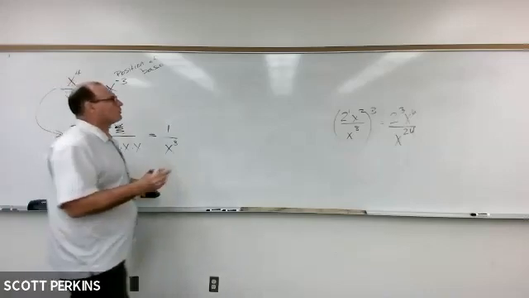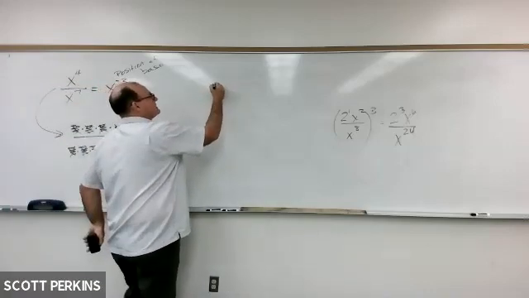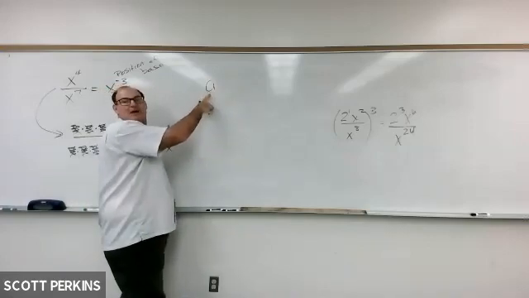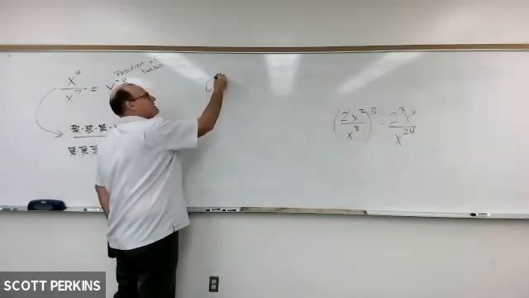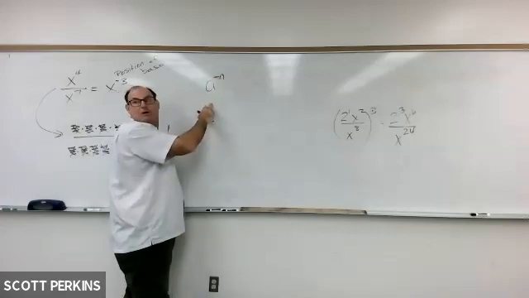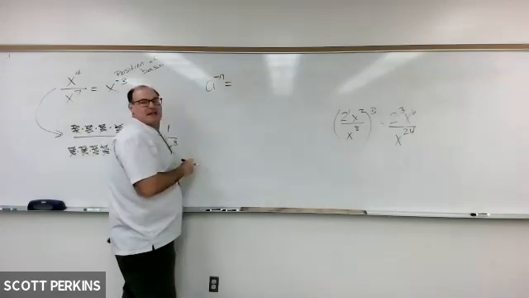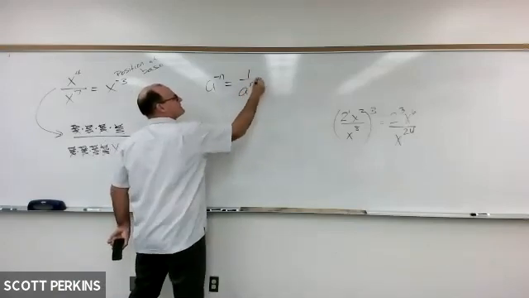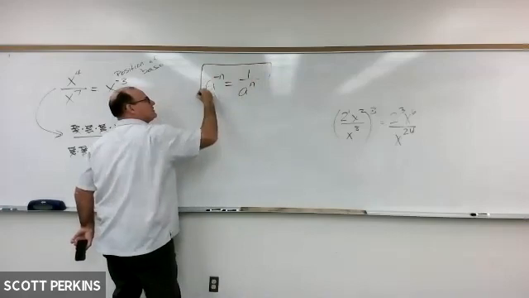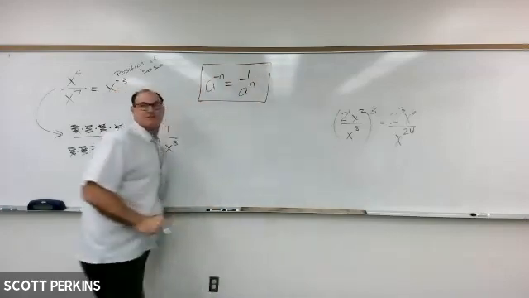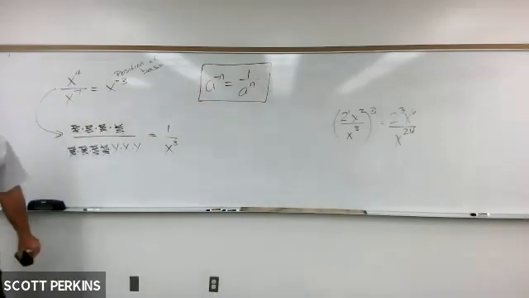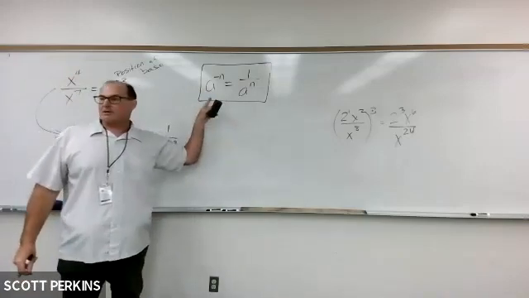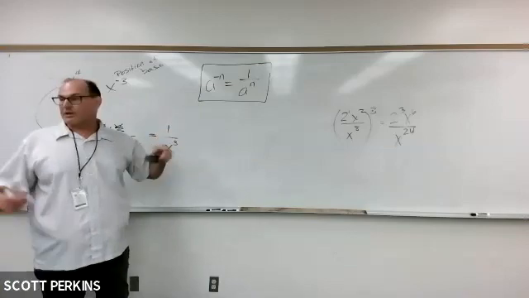So here is the general rule right here. These are the letters our book uses. If I have any base, A stands for any base, to the negative n power, that is always, every time, 100% equal to 1 over a to the positive n. So this is the new bit of information that we are going to spend the rest of our time today practicing. This is what we do with negative exponents. And that's why we're here today.